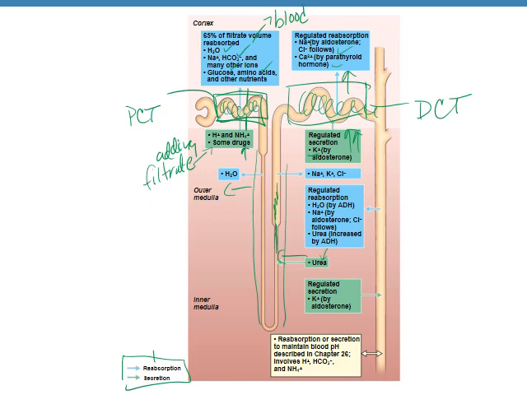So I think this is a really good image to show you that it's not clear cut, that absorption and secretion are happening in all sections of the tube. It's not just one or the other, it's both.